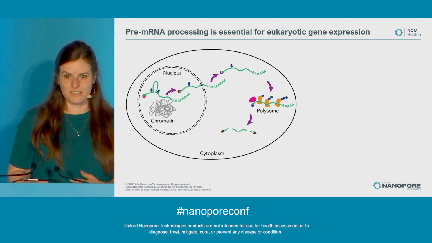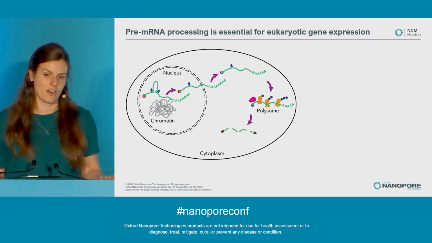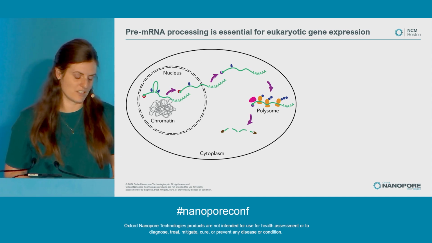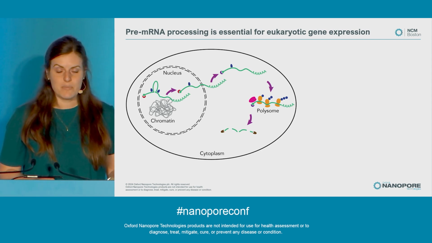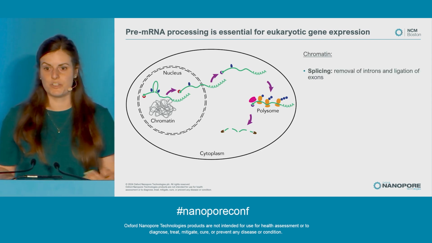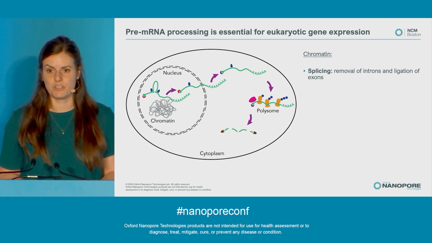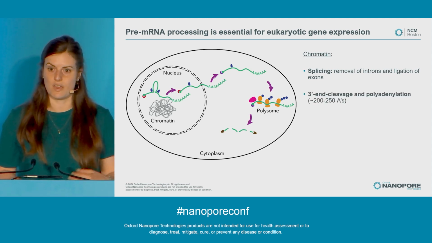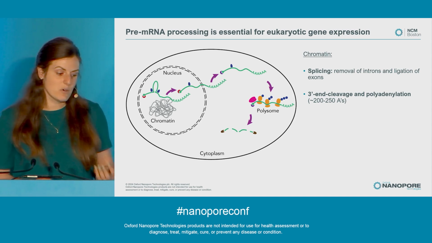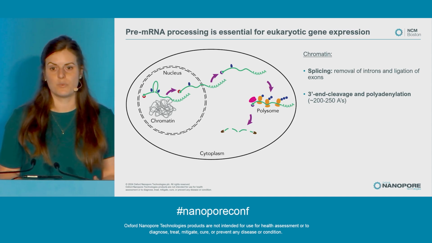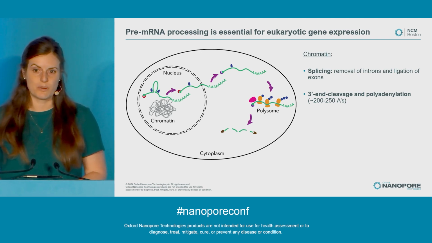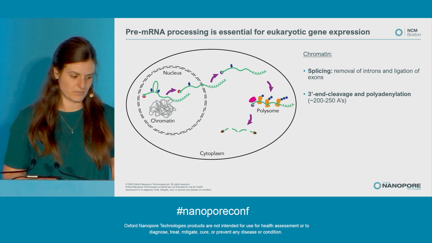So I'm going to shift gear a little bit and talk to you about RNA processing, which is an absolutely essential aspect of eukaryotic gene expression. RNA processing begins on chromatin, where newly synthesized RNA, which I'll refer to as nascent RNA, undergoes splicing, pre-mRNA cleavage, and polyadenylation. Today I'm mostly going to talk about polyadenylation, which consists in the addition of about 200 to 250 adenines to the 3' ends of nascent RNA.